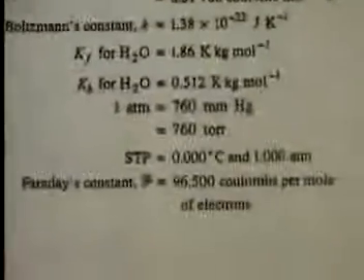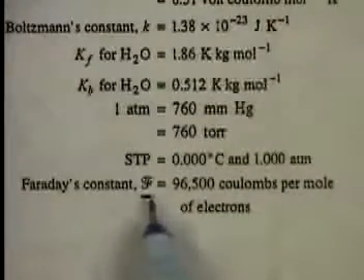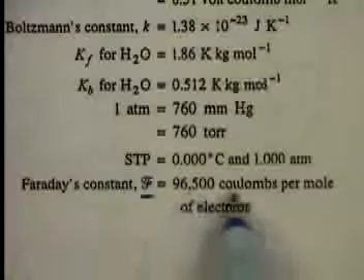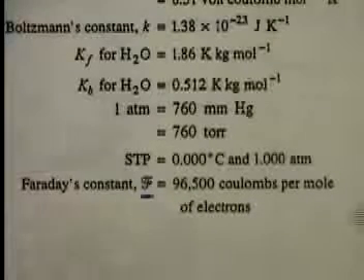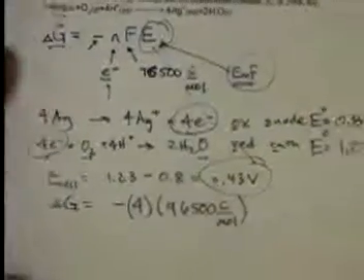If you look right down here in this corner, I'll zoom in just a little bit, you can see there's the Faraday constant. They write it as a nice fancy F. 96,500 coulombs per mole of electron. Faraday's constant. Okay, zooming back out.